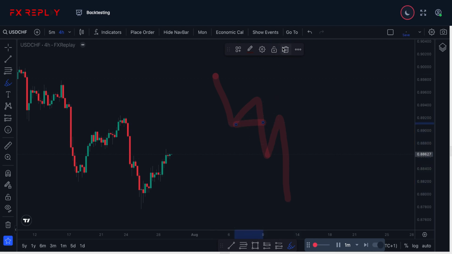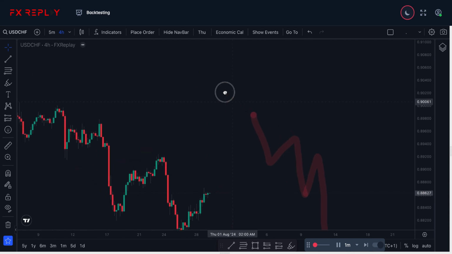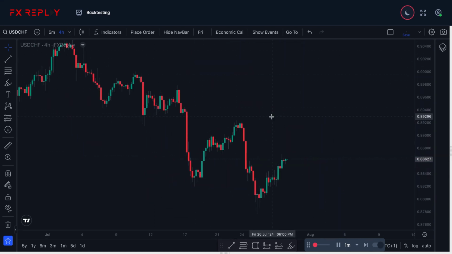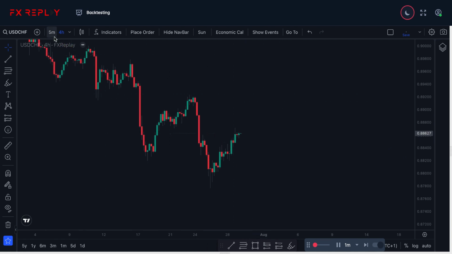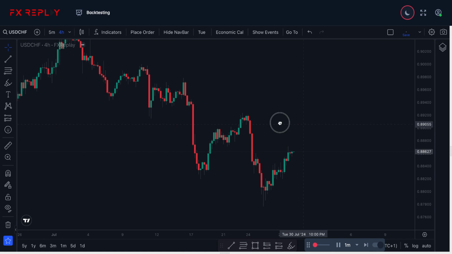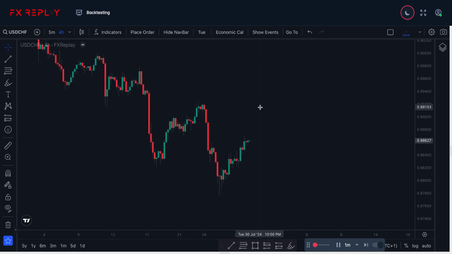That's just how I look at the market, and I focus on two time frames. I focus on H4 for my structure and my direction, and 5 minutes for my entries, and then I use Fibonacci to get my POIs most times.